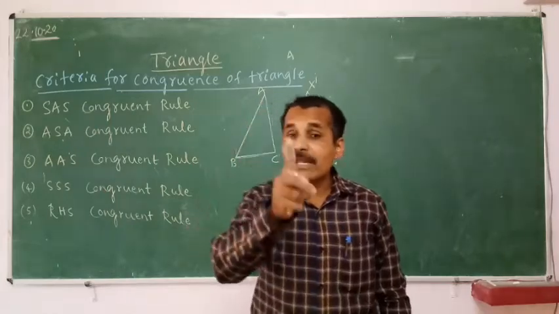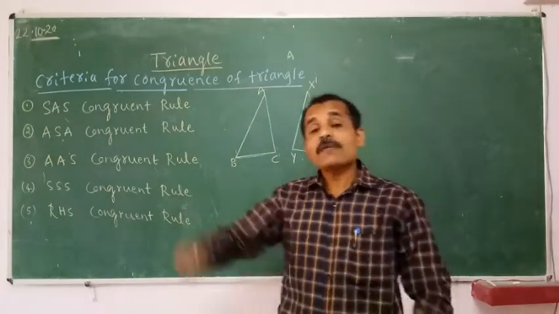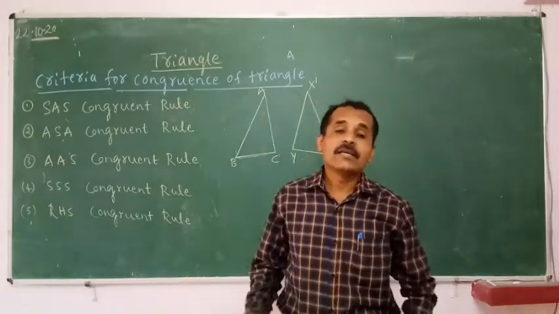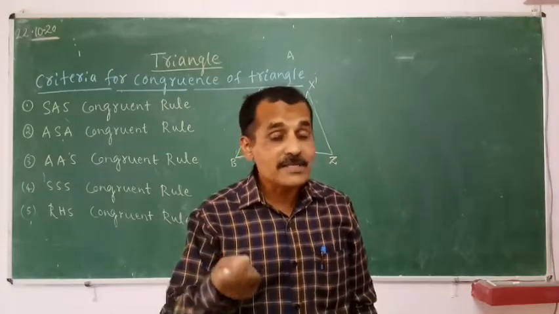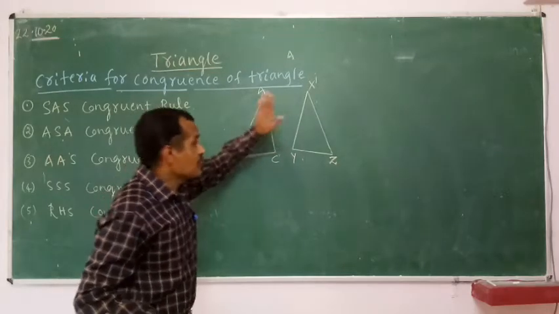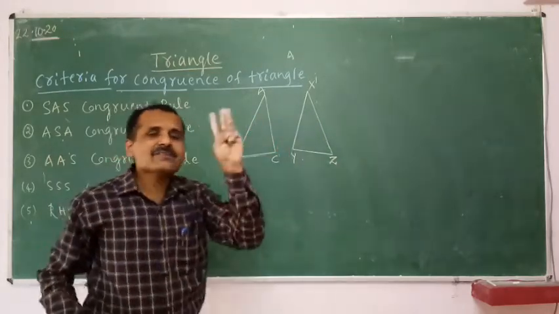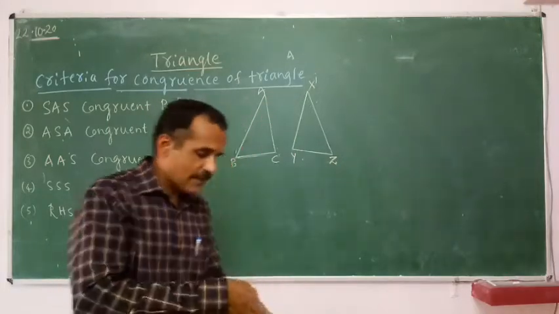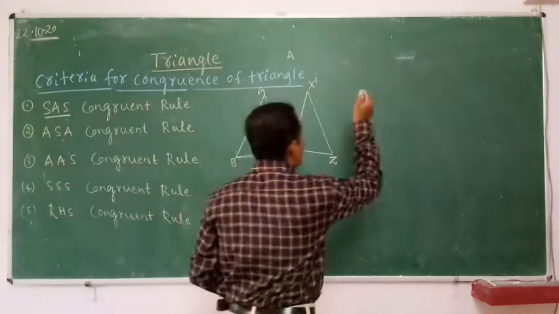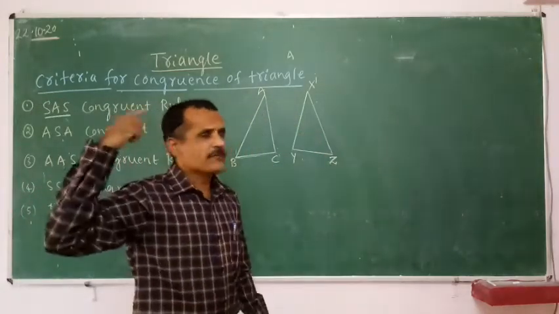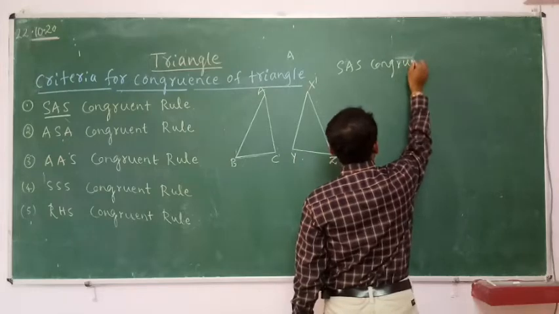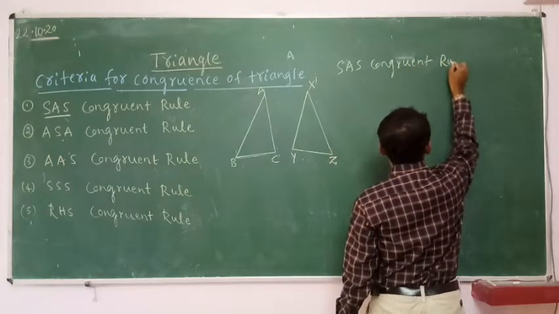Two sides and one angle of the first triangle, if they are equal to the two sides and the angle of the second triangle, then the two triangles are said to be congruent. I have told you, out of six, three angles and three sides, three must be equal to each other. Let us take one by one what the SAS congruent rule says. I will give the definition for one and you have to write for the others. SAS congruent rule. What is the meaning of this?